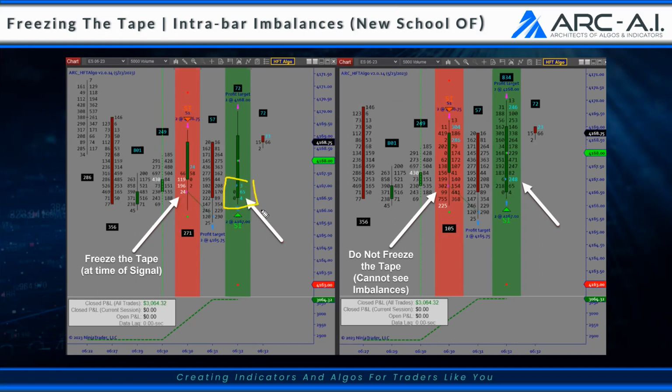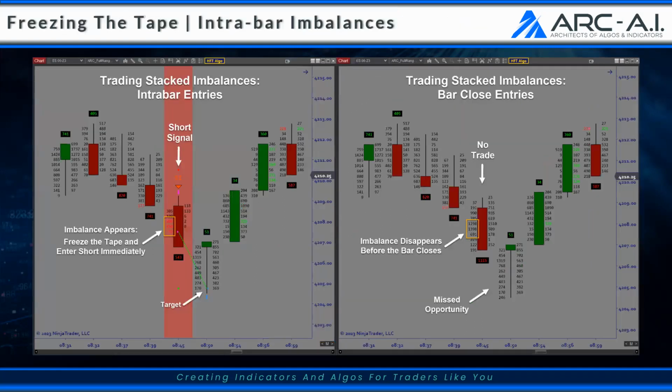You've got bid aggression coming in on this chart. What happens is the algo actually freezes the tape, identifies that signal, and enters based on that signal, so that you don't have to wait for bar close anymore. Because if you wait for bar close, not only are you getting in at a higher price, you're also missing the signal altogether. So it's all about intra-bar order flow print coming in. And I realize some of this might be a new concept for you, so just bear with me here and we'll go through it.